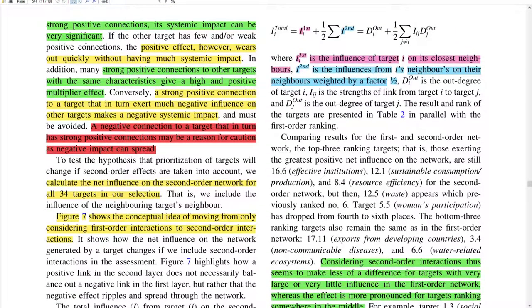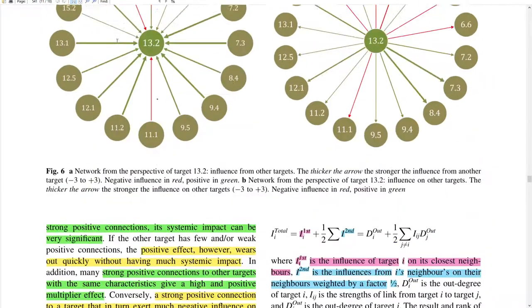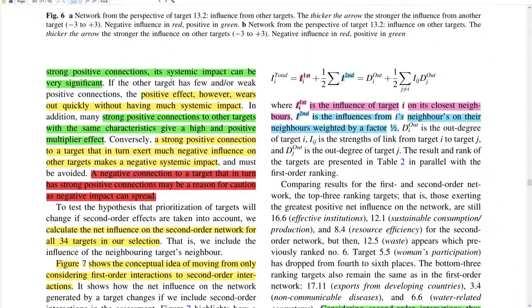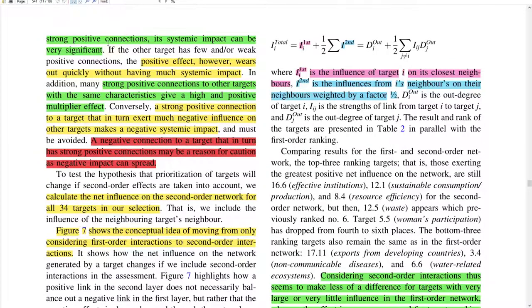Just a second, let me see what I've written here or highlighted. Yeah, so this is talking about second order interactions.